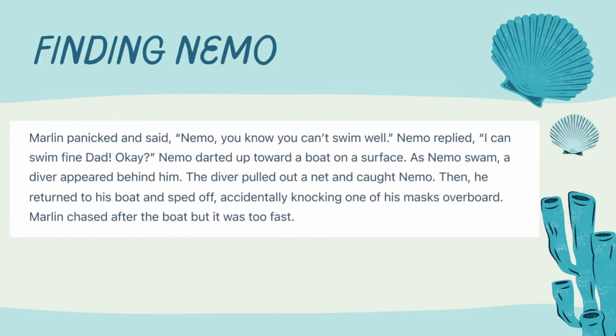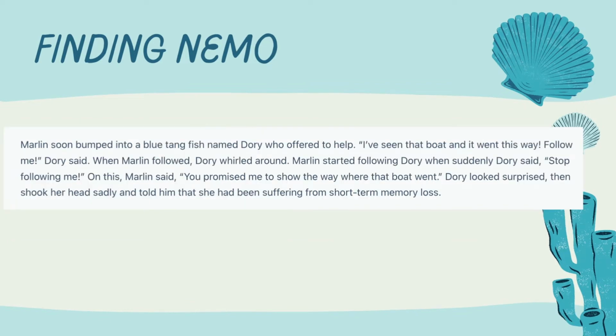Nemo darted up toward a boat on the surface. As Nemo swam, a diver appeared behind him. The diver pulled out a net and caught Nemo. Then he returned to his boat and sped off, accidentally knocking one of his masks overboard. Marlin chased after the boat, but it was too fast. Marlin soon bumped into a blue tang fish named Dory, who offered to help. "I've seen that boat, and it went this way.